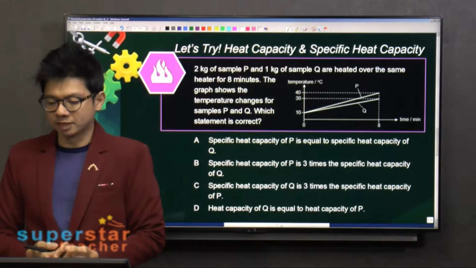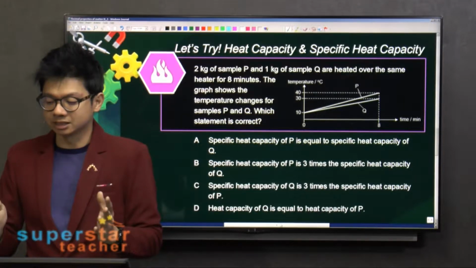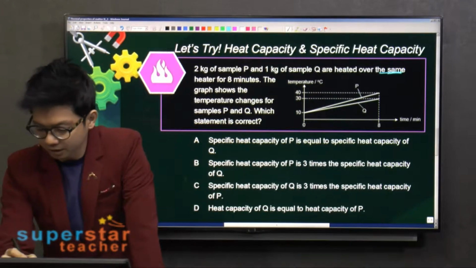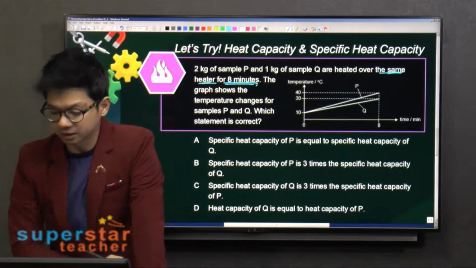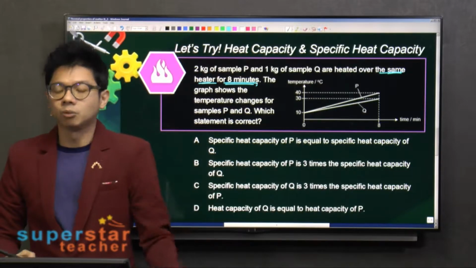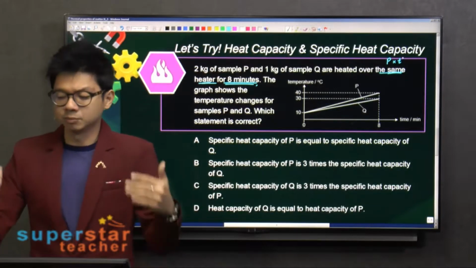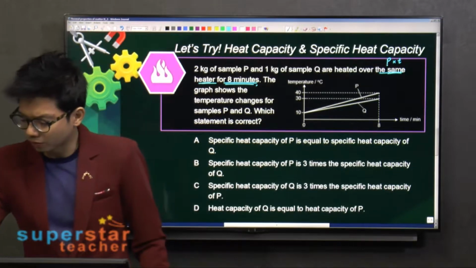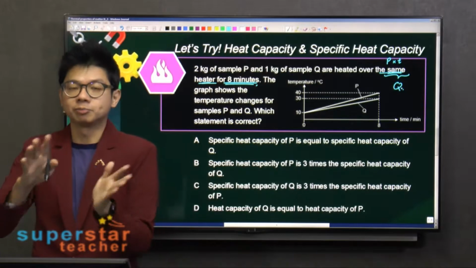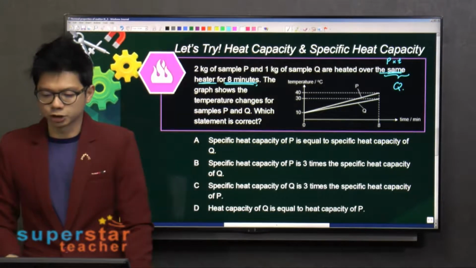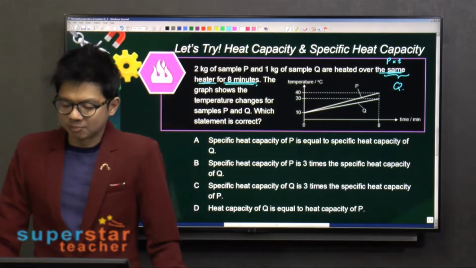2 kg of sample P and 1 kg of sample Q are heated over the same heater for 8 minutes. Same heater for 8 minutes. That means the power is the same and the time is the same also at 8 minutes. So the amount of energy supplied, Q, is the same for both P and Q. This part clear? And the graph shows the temperature changes for sample P and Q.